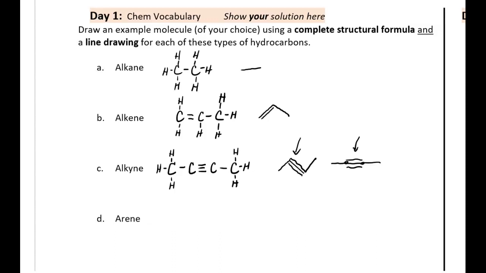Now an arene. I can draw any arene I want. The most famous one is benzene. That's the one that we practiced in class the most often. So benzene is a hexagonal arrangement of 6 carbon atoms with alternating single and double bonds. So one at the top, one here and one over here, one here and one over here, and one at the bottom. Single, double, single, double, single, and double, and then complete it with hydrogens.